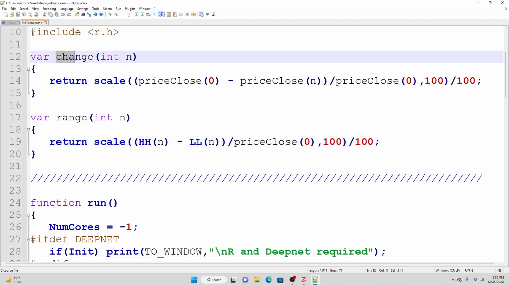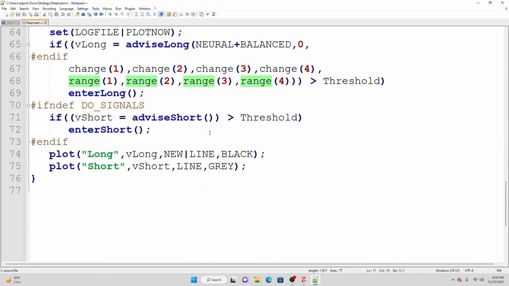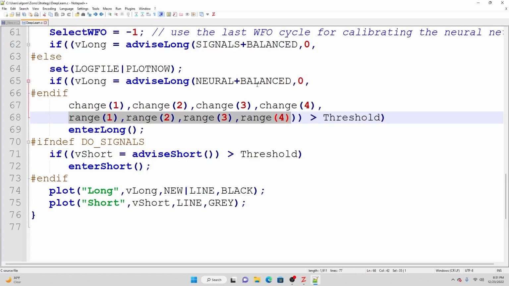So this thing that we're feeding in the network has a number that reflects the price action, and this number reflects the volatility. We are going to tell the neural network that the last four values pertaining the price change were these, and the last four values pertaining the volatility of the price were these. We're going to feed this into the network and get back a number. The function that accomplishes this is advise long. You can check the arguments. Neural means the neural network in R.